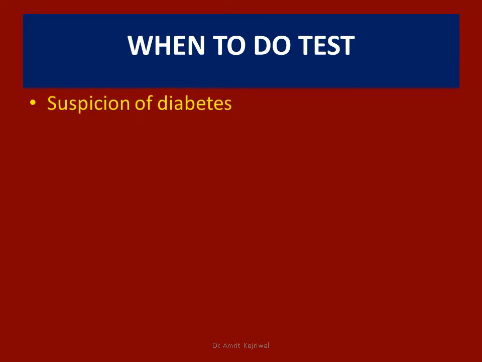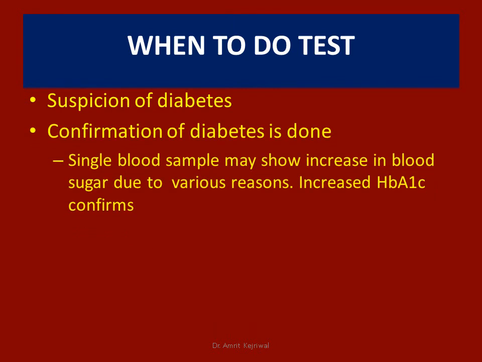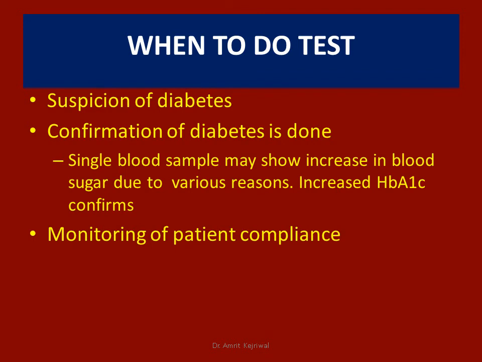When to do the test? Whenever there is a suspicion of diabetes, confirmation of diabetes is done. A single blood sample may show an increase in blood sugar due to various reasons. There is something called stress-induced hyperglycemia also, so after an accident a patient's blood sugar may rise. So if you do HbA1c, this will show the sugar. If it is high, it confirms the presence of diabetes, and it is also helpful in monitoring patient compliance.